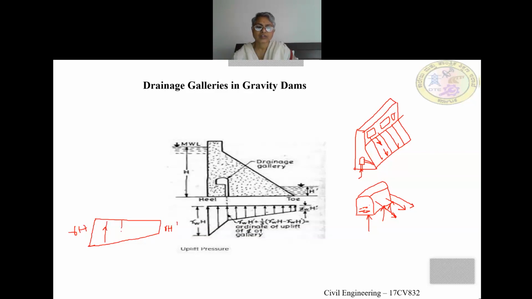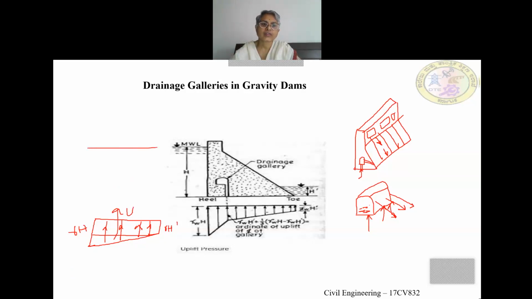So the total uplift force can be calculated by considering the total area of this trapezium acting through the CG of this trapezium. We will divide it into two parts, one rectangle and one triangle, and find out the total uplift force U. So this is how it will normally be when there is tail water and reservoir water.